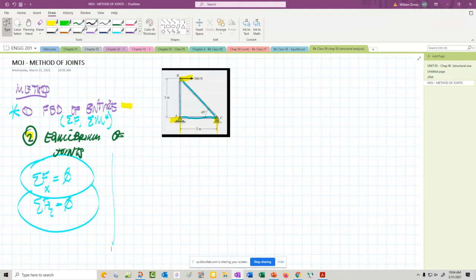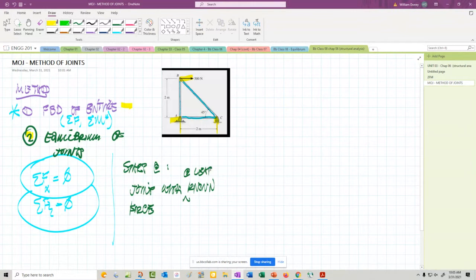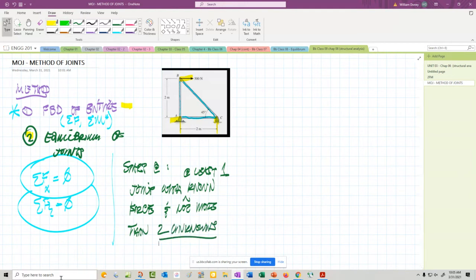All right, but what about a starting point? We have three joints there. How do we know which one to start with? We want to start at a joint with at least one known force, and not more than two unknowns. Why not more than two unknowns? Because we only have two equations to use, so I can't have more than two unknowns. Since we have two equations, we can solve for two unknowns. So we're going to start at that joint.